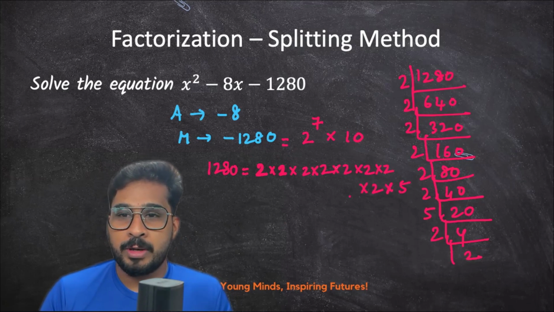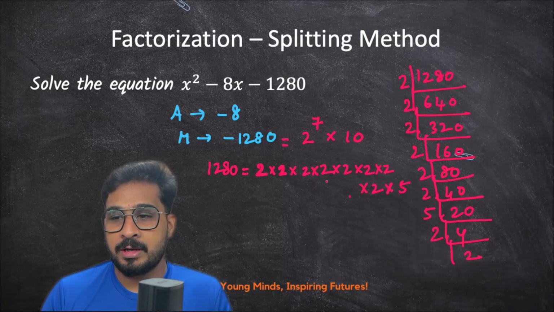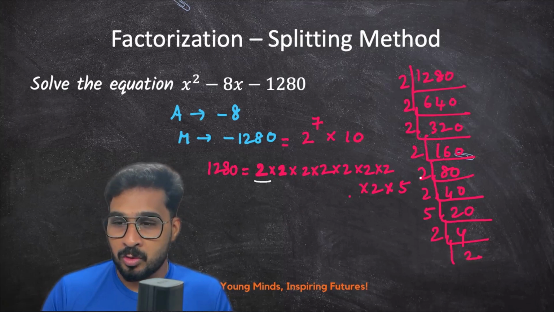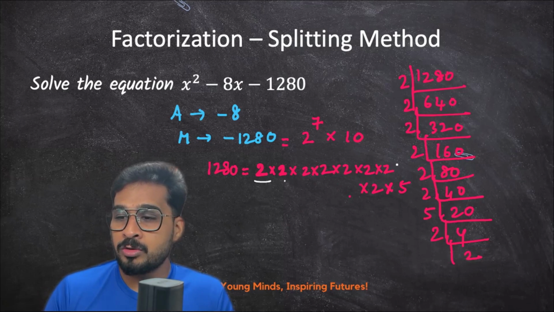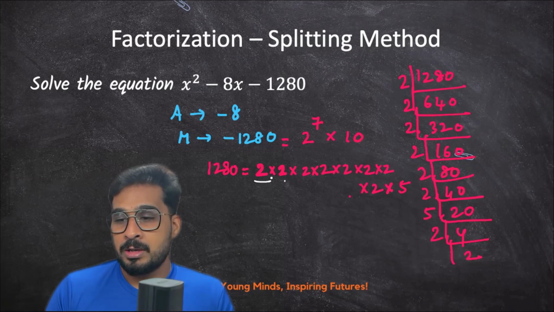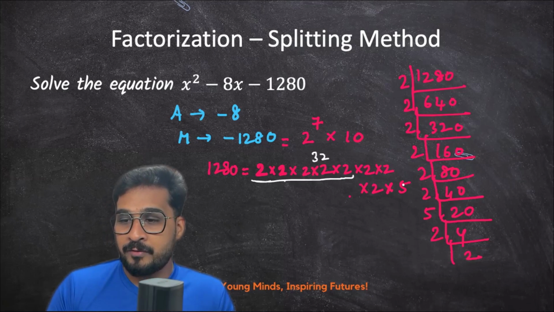Now we need to take the factors in such a way that the sum comes to 8. If I take 2 and the other things, definitely it is going to be a very large number. Ruled out. 2 into 2 is 4, 4 into this thing will never become 8 when I add. So 8 and other things, 10, 20, 60, no. Let us consider 32. And 5 into 2 is 10, 10 2s are 20, 20 2s are 40.